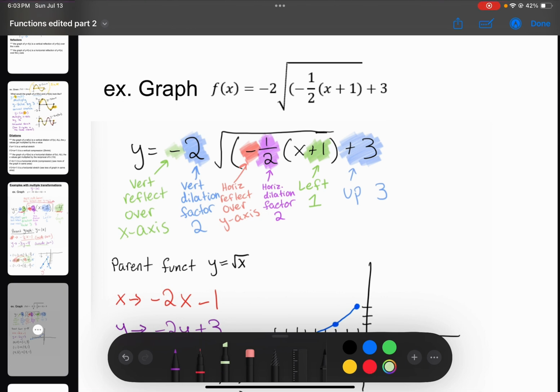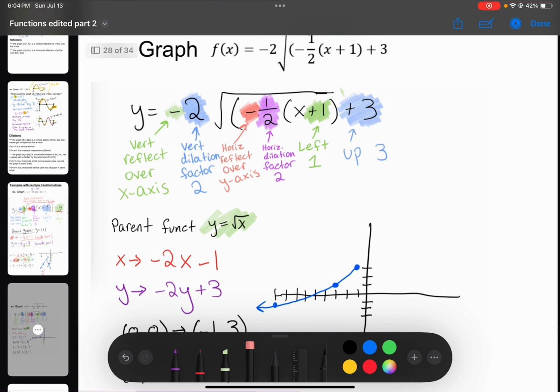First off, I guess I should back up. Our parent function here is y equals square root of x. We have a 2 in front. Remember, a whole number in front is a dilation factor of 2, the factor of itself. And then outside of our function is a plus 3. So that tells us we're going up 3. So that's the outside stuff, which means our y value is being shifted: negative 2y plus 3.